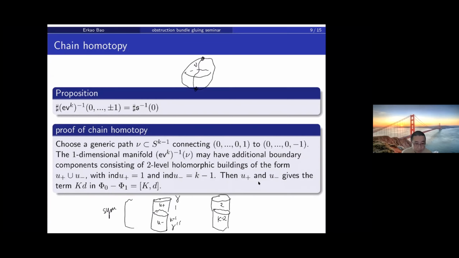So this piece is a codimension 1 boundary. And this is a codimension 2 boundary, because the evaluation map doesn't see this piece, it only sees the lower piece. So generically, for a generic path, you only get this copy, and that's all we need for the chain homotopy.